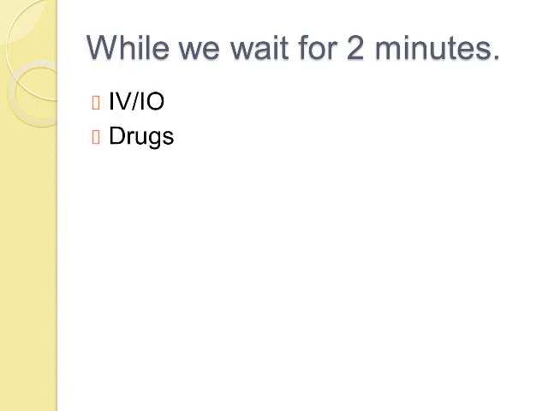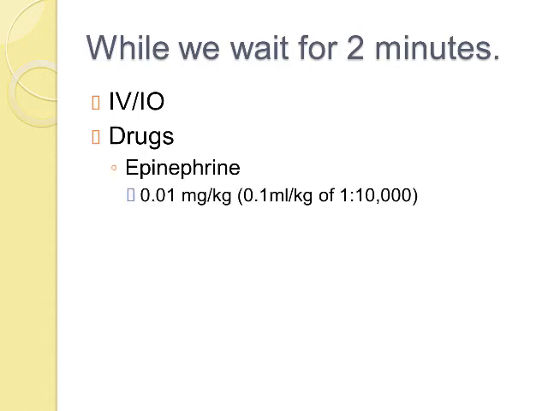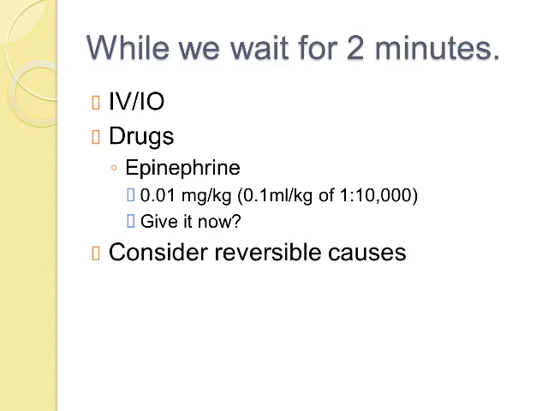So while we're waiting for 2 minutes to pass, we got time to do a few things. We can get vascular access going. We can consider drugs like epinephrine, and there's our dose. 1 to 10,000 solution, and it's 0.01 milligram per kilogram, which is equal to 0.1 mil per kilogram. We don't give it now. We wait a couple of moments. We wait until after that second shock to give the epinephrine. So the Heart Association likes us to do it that way so that the heart is primed and ready for the drugs.